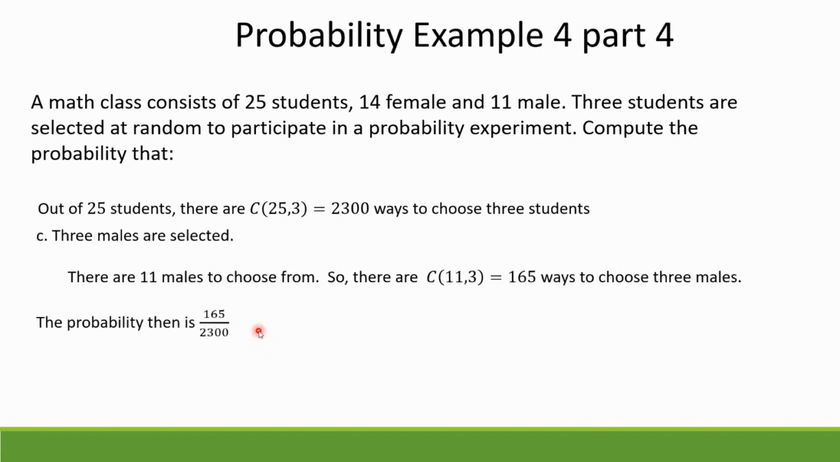What about if 3 males are selected? Well, there are 11 males, and we want to choose 3. But again, order doesn't matter and repetition is not allowed, so we use this. So that tells us the probability that all 3 are males would be this.